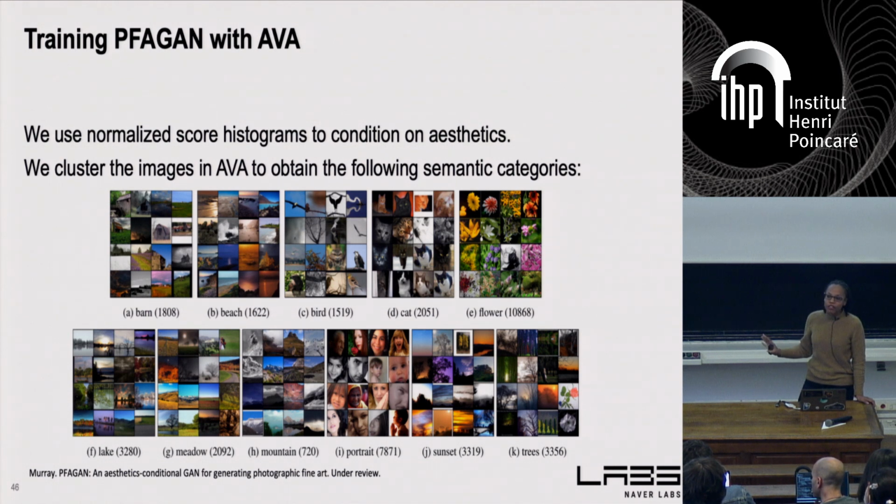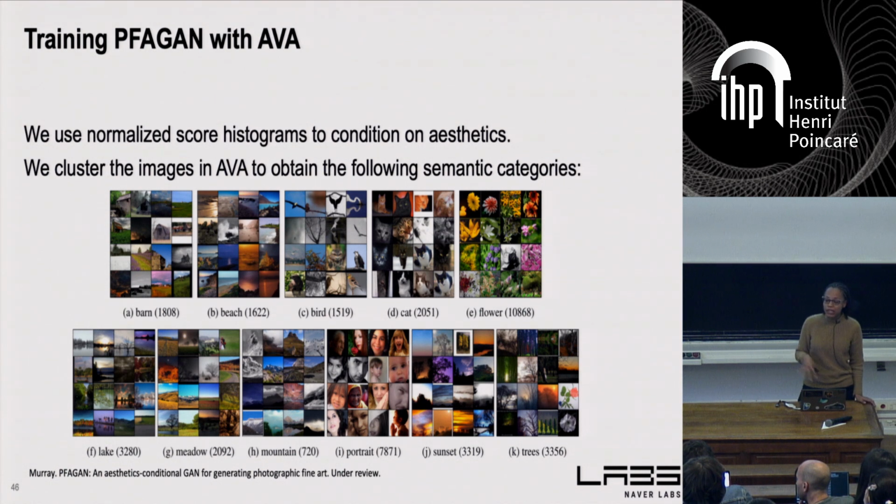So that's the architecture. Now, how do we train it? As you would expect, we use the same AVA data set that I described. To get the aesthetic conditioning information, as I mentioned, we use these histograms. How do we condition on semantics? As I've been telling you, we don't really have very good semantic labels. So I did what people in the past have done, which is to use a kind of clustering technique to give you sort of pseudo labels, right?